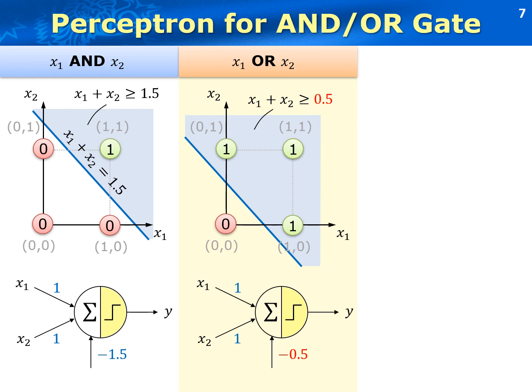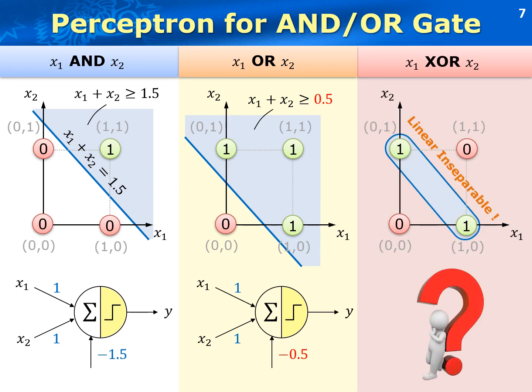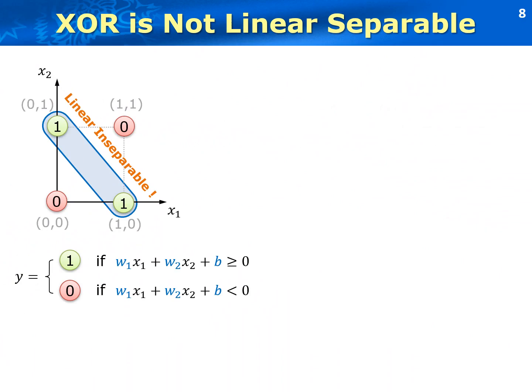Since both AND and OR gates can be emulated by a single-layer perceptron, what about the XOR gate? Unfortunately, Minsky and Papert in 1969 theoretically proved it's impossible to use a single-layer perceptron to represent the XOR gate. This result is consistent with the fact that, graphically, we cannot use a single line to correctly classify the 4 data points of the XOR gate into 2 categories.